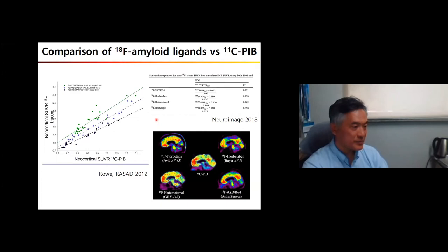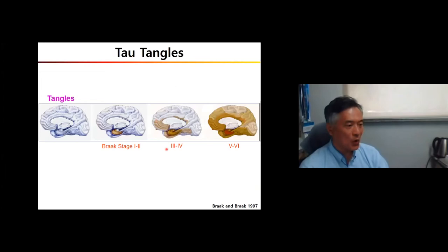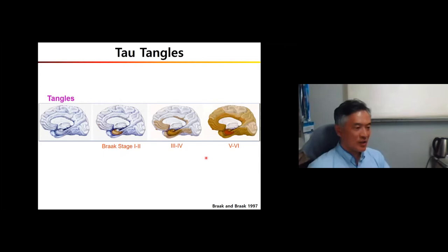We will move to the tau aggregate imaging agent. For tau tangle, Braak and Braak reported the disease stage, increasing with the symptom-based diagnosis. And after that, the postmortem study also showed the same increasing tau tangle aggregation in the human brain.